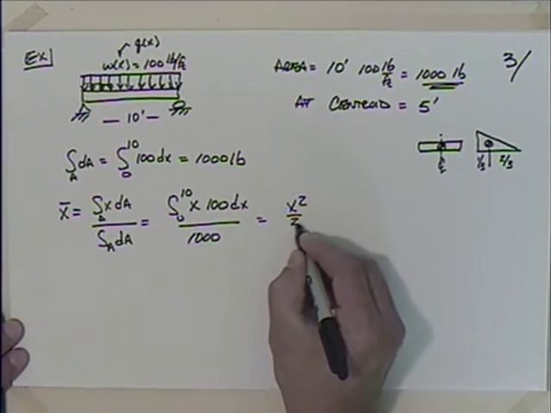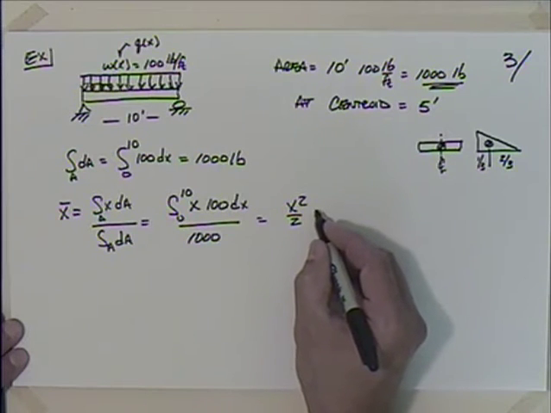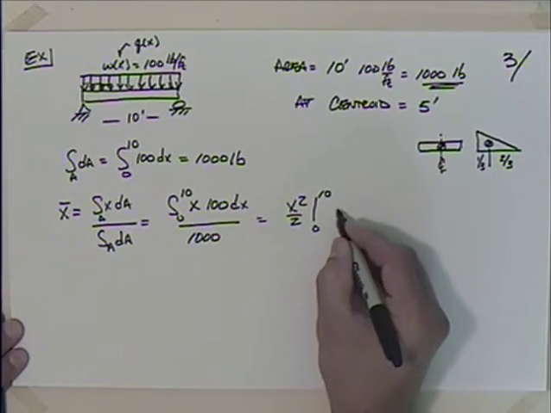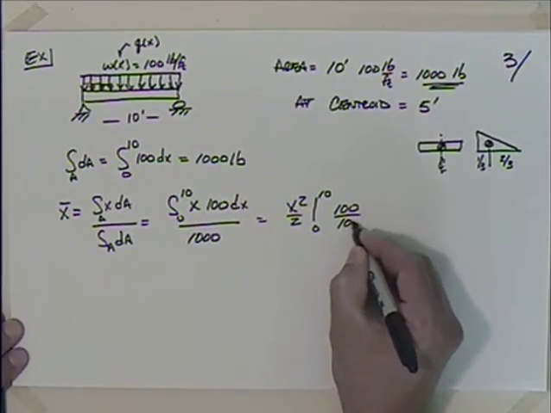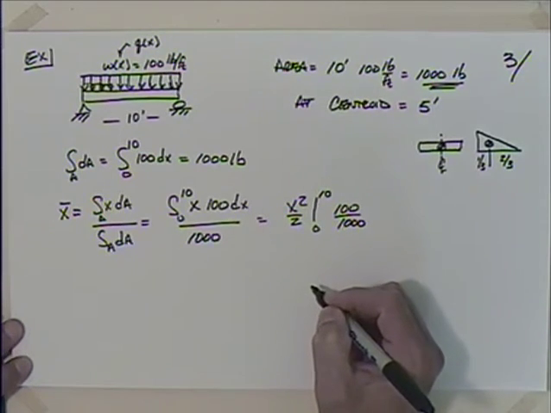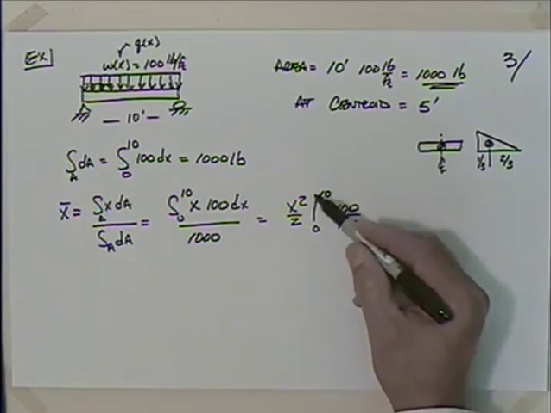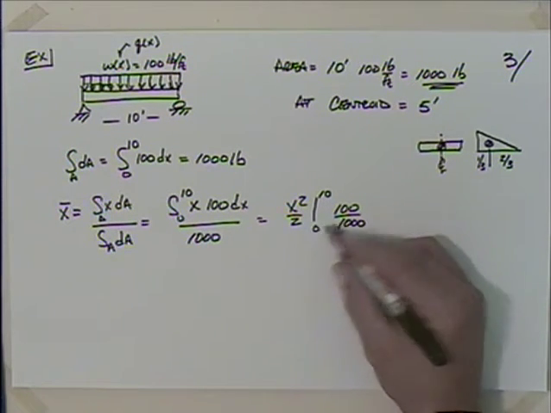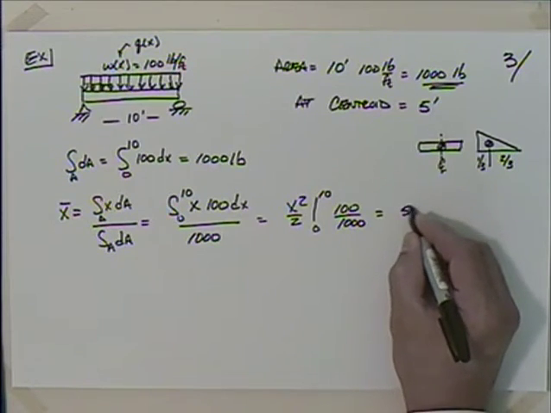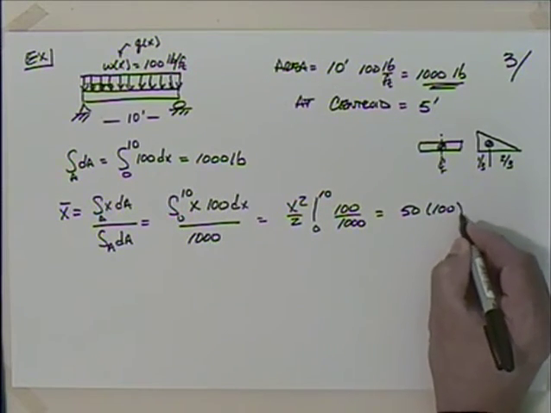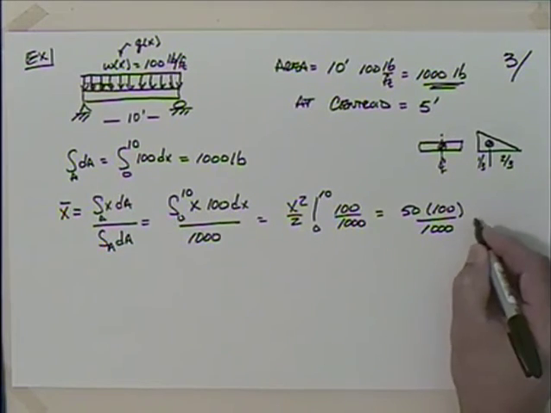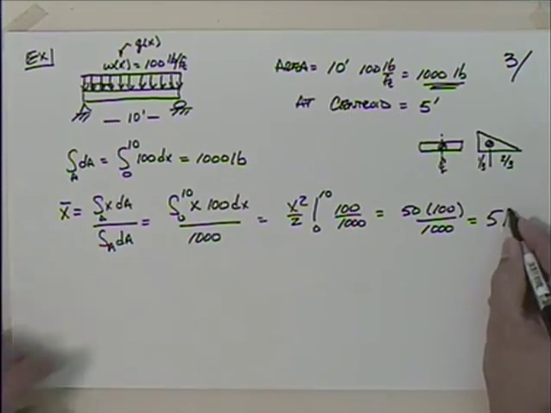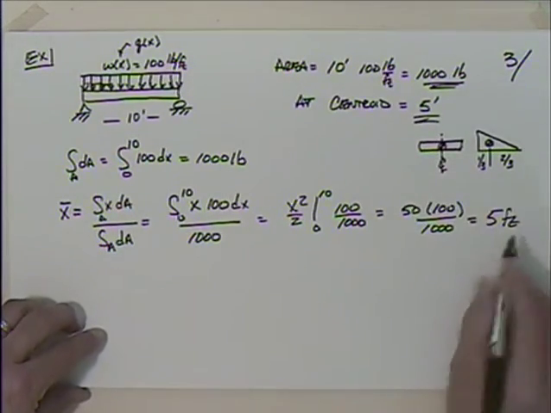x squared over 2 evaluated at 0 and 10, and then I'm going to have what? 100 divided by 1,000. That 100 would come out as a constant. So I have 10 squared, 100, over 2, which is 50. Nothing on the lower limit. So I have 50 times 100 divided by 1,000, which gives me what? Should be a tenth. A tenth of 50 is 5 feet. So we see that also.